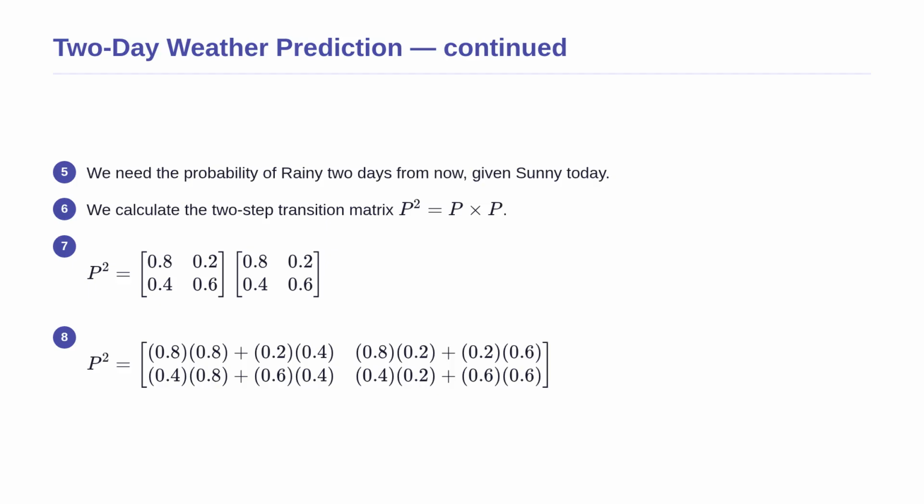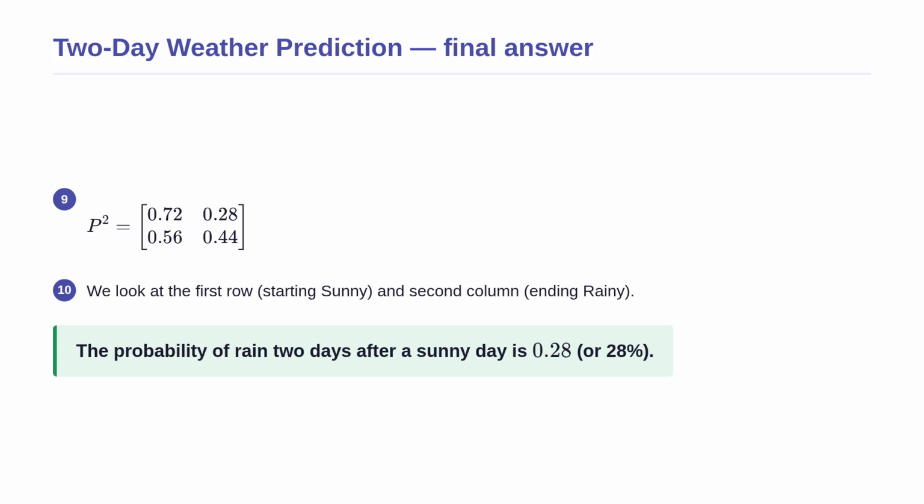Continuing with our weather model, the question asks for the probability of it being rainy 2 days from now, assuming today is sunny. To find this 2-day probability, we must multiply the matrix P by itself to find P squared. We use standard matrix multiplication, multiplying the rows of the first matrix by the columns of the second. This arithmetic carefully accounts for all possible paths, like sunny to rainy or sunny to rainy. Let us look at the final result of that multiplication.